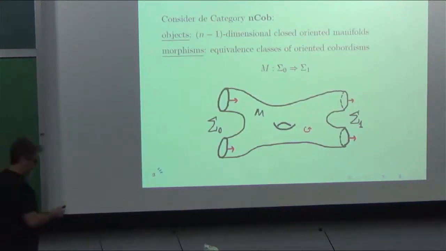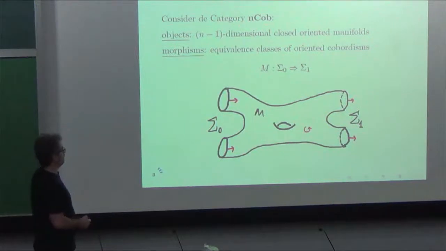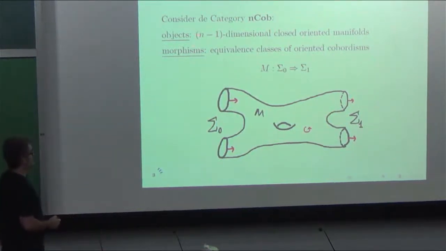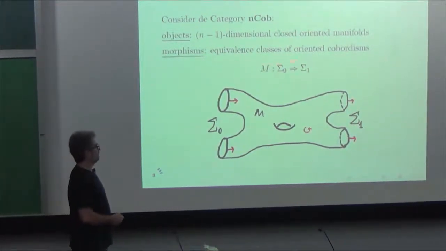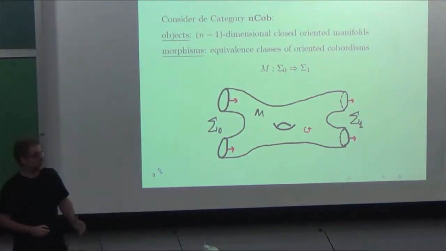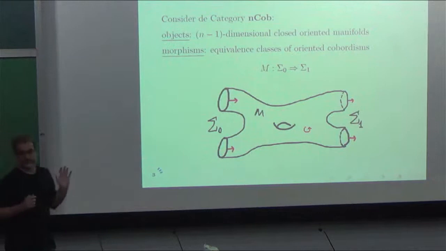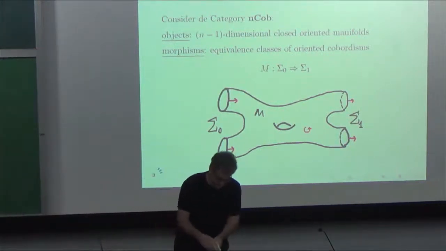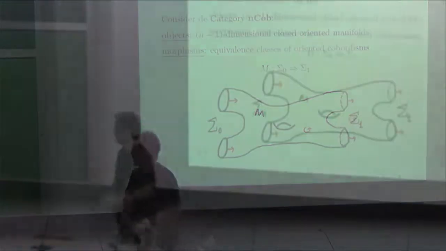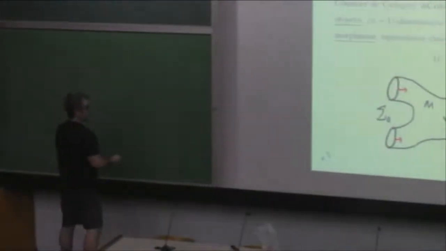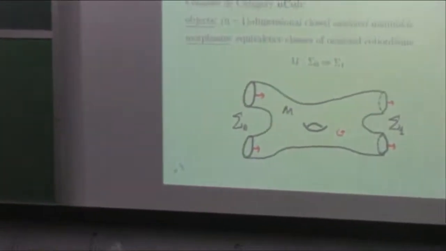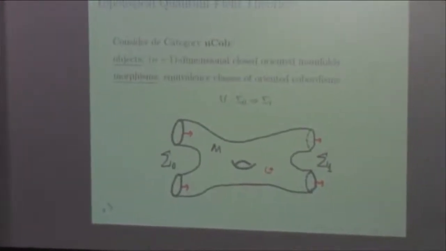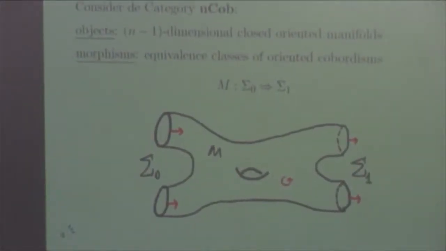Okay, so think of the category of n-cobordisms. The objects of this category are n minus one dimensional closed oriented manifolds, and the morphisms are equivalence classes of oriented cobordisms. So maybe I don't need to review what this is, but I will, just in case, so we make sure that we are talking about something we all understand, right? All these guys are oriented. So the cobordism is oriented, and the fixed closed manifolds, sigma 0 and sigma 1, are oriented, so I can talk about incoming and outgoing boundary components, right?